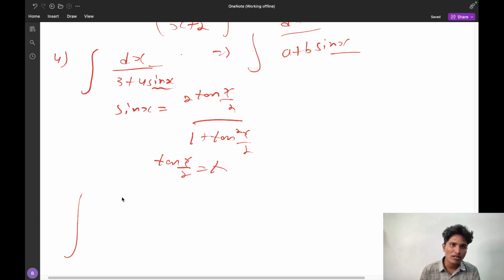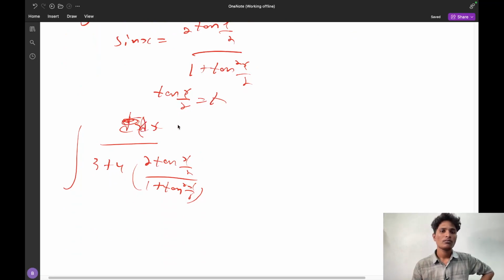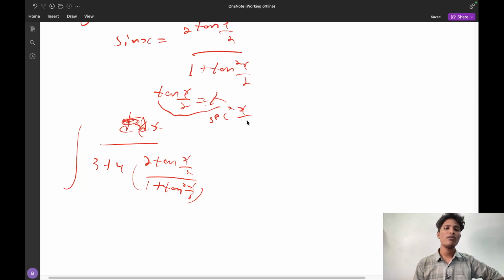So when I use this one, the dx divided by 3 plus 4 into 2 tan x by 2 divided by 1 plus tan square x by 2. But what I said, I have to substitute tan x by 2 is equal to t. So when I substitute tan x by 2 is equal to t, what is the differentiation of tan x by 2? It is secant square x by 2 into 1 by 2 is equal to dt. So secant square x by 2 is equal to 2 dt.